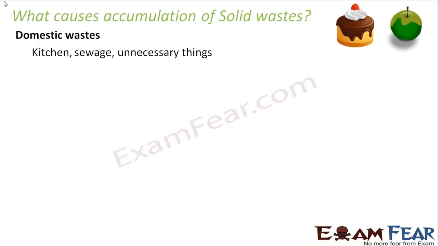Similarly, from sewage also we have a lot of wastes from our bathrooms. We also have so many unnecessary things like unused papers and old clothes. These kind of wastes also come out of our homes. So that is the category of domestic wastes.